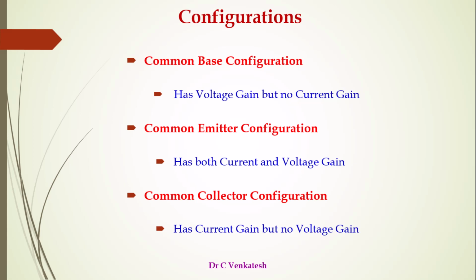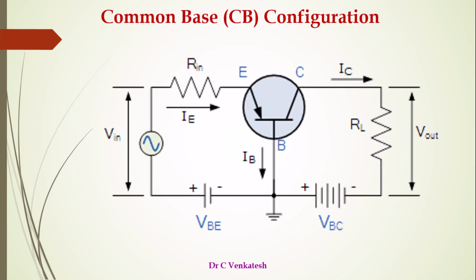The common base configuration has voltage gain but no current gain. In common emitter configuration, it has both current gain and voltage gain. In common collector configuration, it has current gain but no voltage gain.